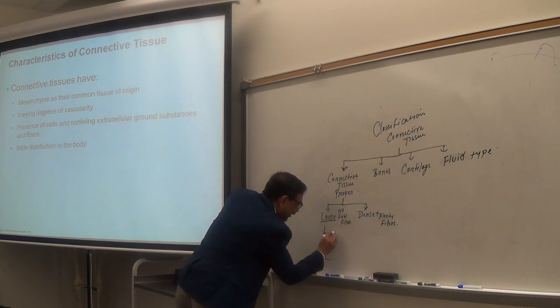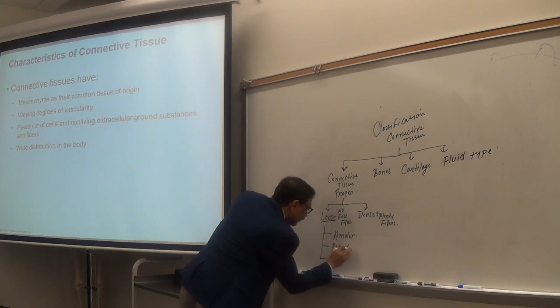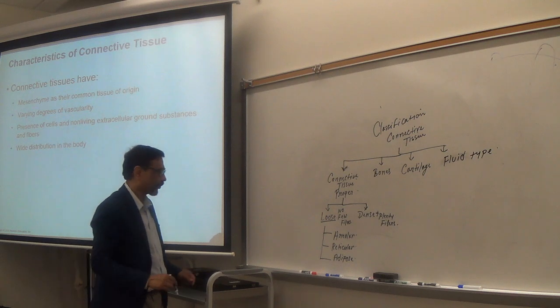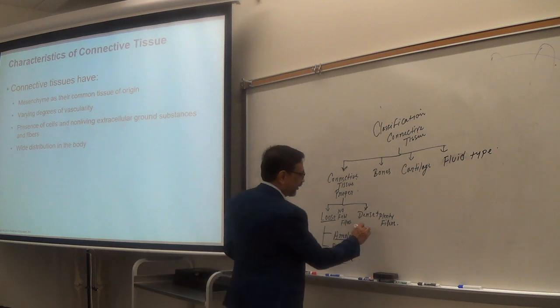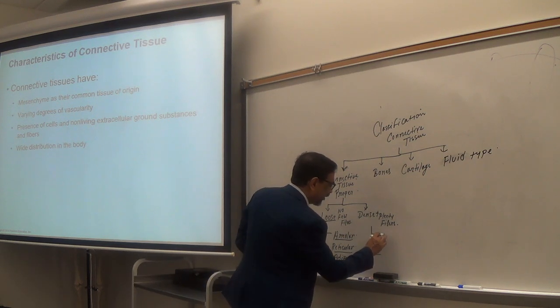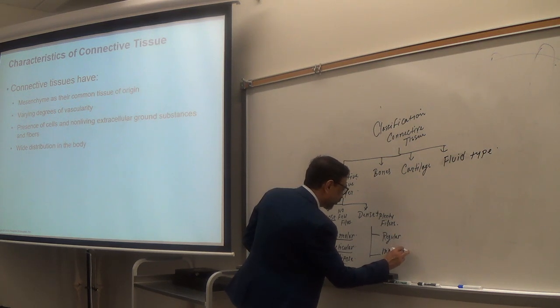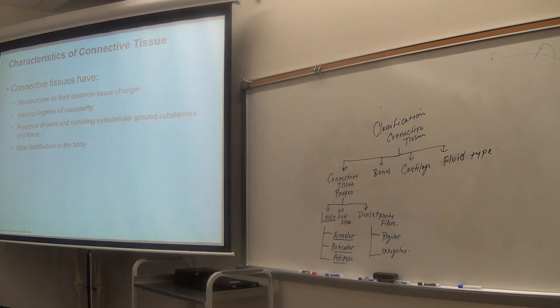Okay, loose is three types: loose areolar, loose reticular, and loose adipose. So these are three types of loose. Dense, two types: dense regular and dense irregular. Okay. So that is connective tissue proper.